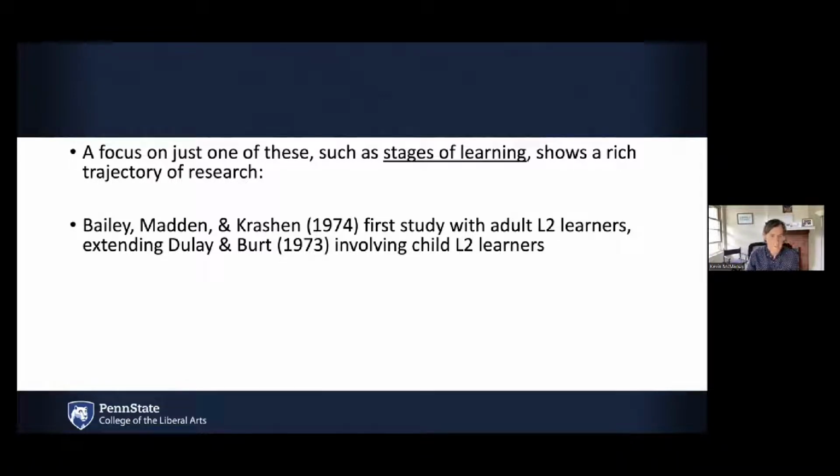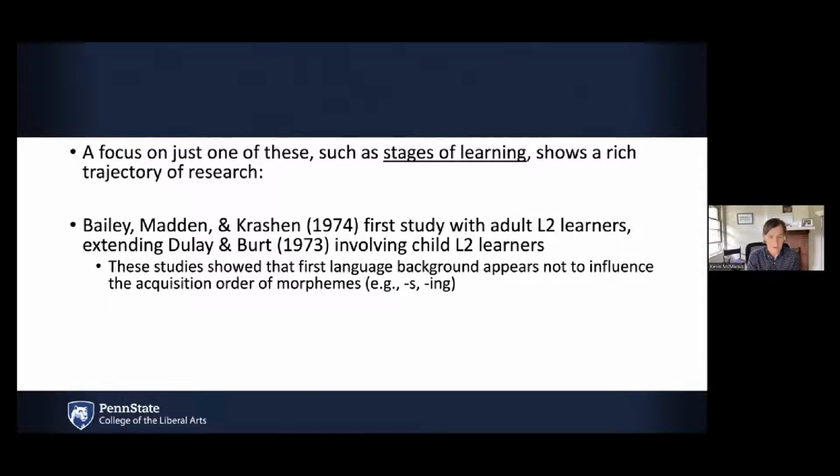So this seminal work by Bailey, Madden, and Krashen was the first study with adult second language learners, which was an extension of Dulay and Burt's 1973 study, which was based on child L2 learners, right? So you can see that extension from starting with children, moving on to adults, right? And these studies are part of the morpheme order studies, which showed that first language background appeared not to influence the order in which morphemes such as -s and -ing, for example, were acquired, okay?